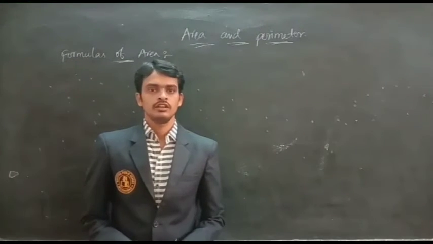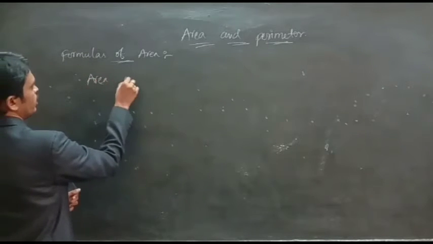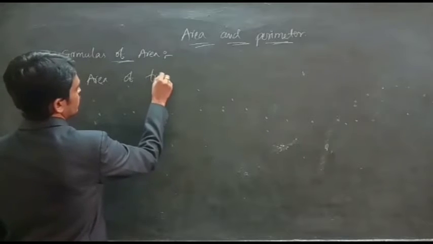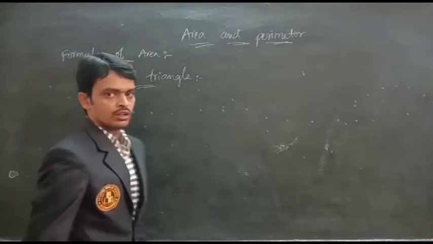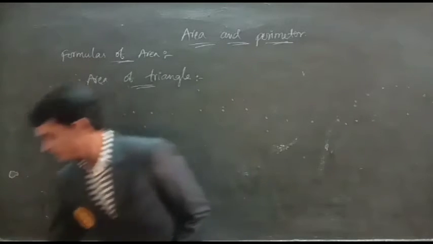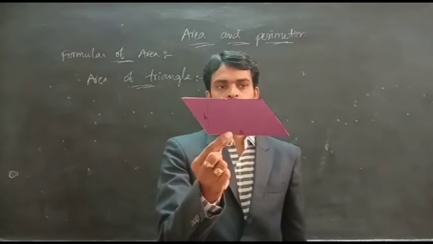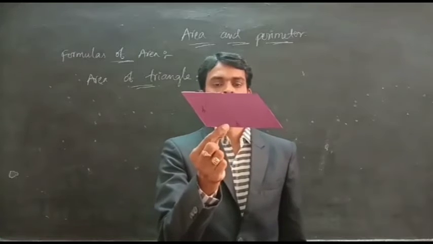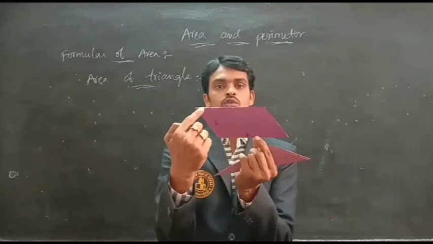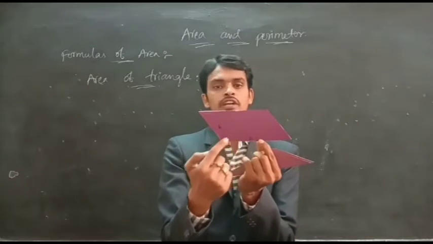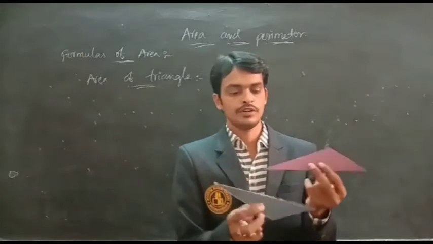Now next, area of triangle. So what is this? This is a parallelogram. The diagonal of a parallelogram will divide it into two equal-area triangles. So we divide it like this.